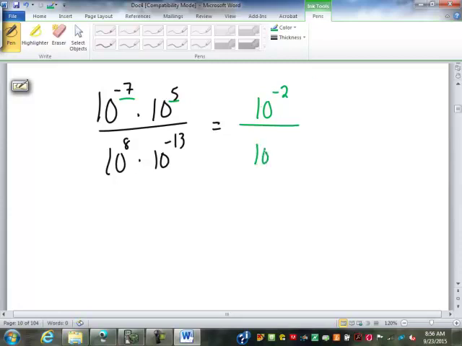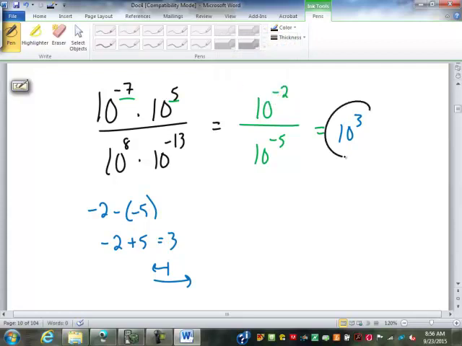On bottom, 10 to the 8th times 10 to the negative 13th is negative 5. Good. We're still multiplying, so we add the powers. Now, we're dividing. 10 to the negative 2 divided by 10 to the negative 5. It'll be negative 2 minus a negative 5, which becomes negative 2 plus 5. So negative 2 plus 5 is 3. 10 to the 3rd. How many of you had 10 to the 3rd? How many have no idea how I got 10 to the 3rd?